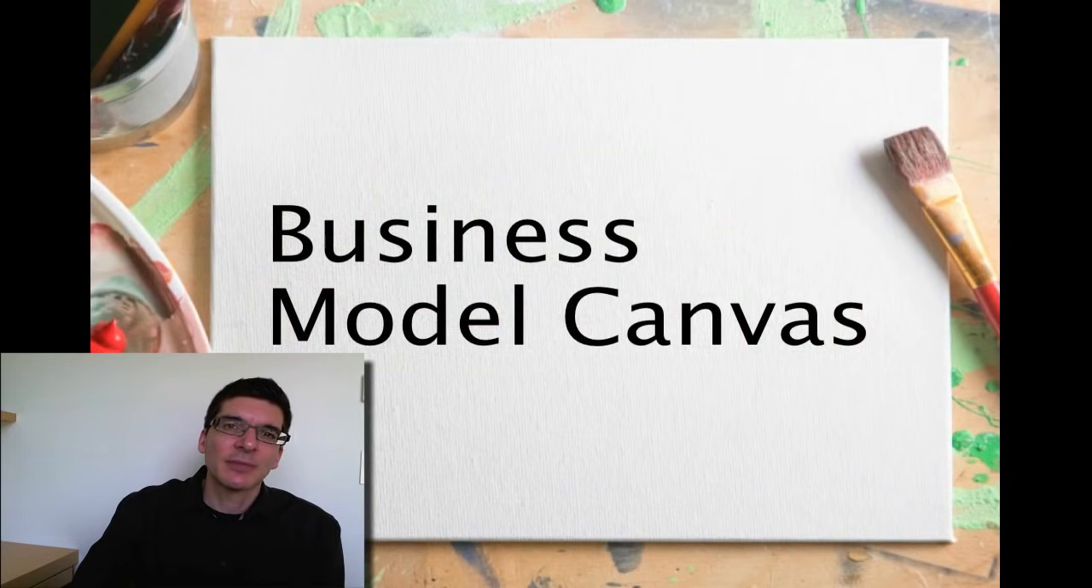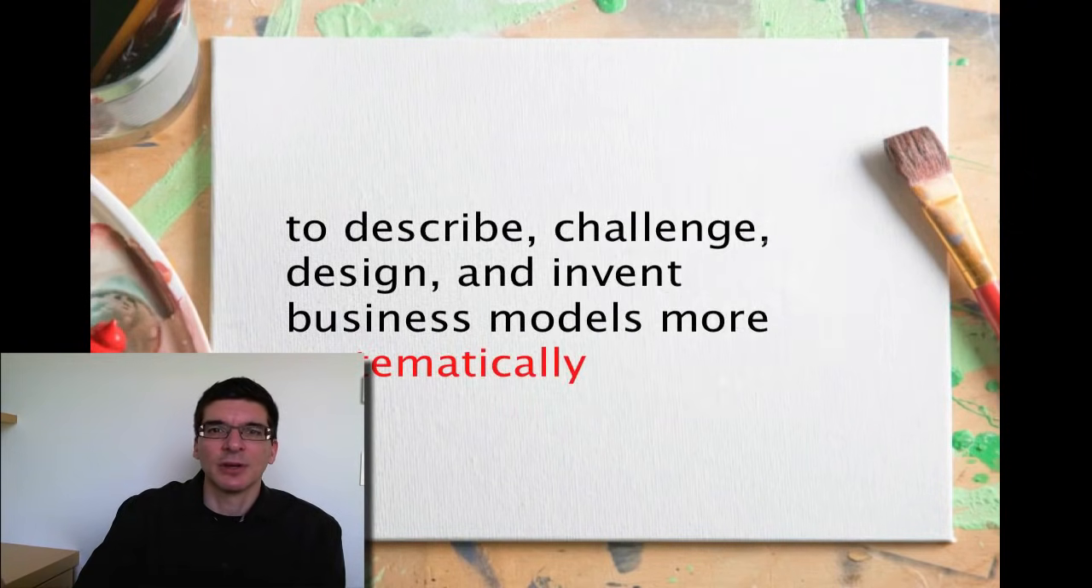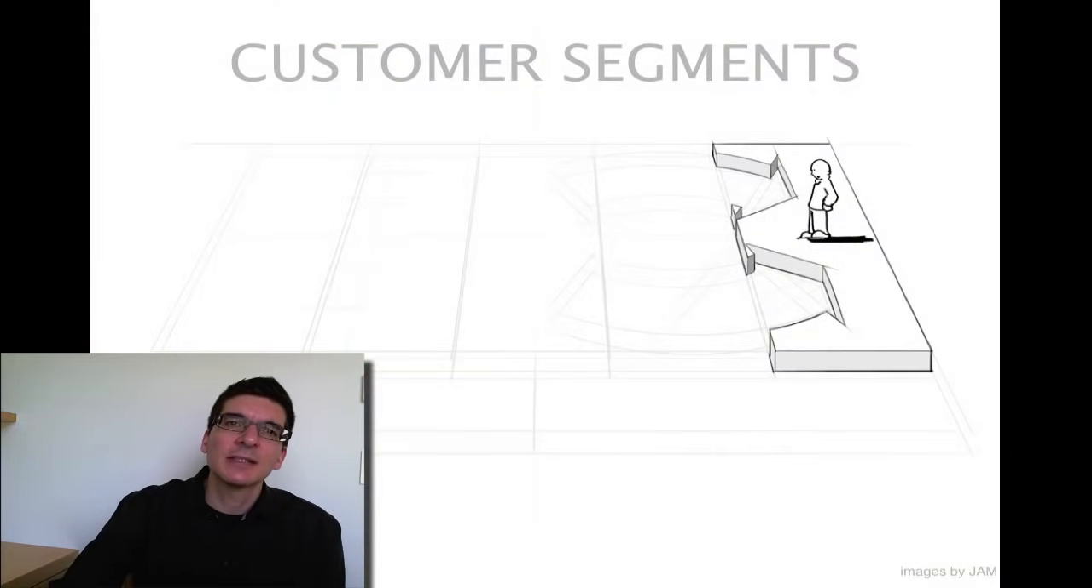So we invented something called the business model canvas. And the business model canvas is like a canvas to paint on. You can describe existing business models, you can describe new business models, you can challenge business models, and ultimately you can use it to invent new business models with the same language. Why the word canvas? Because you can paint out an existing business model or a new business model and make it tangible. So let's look into this.